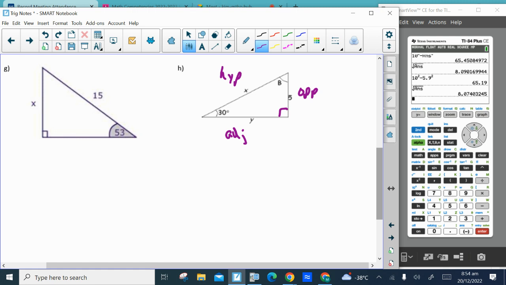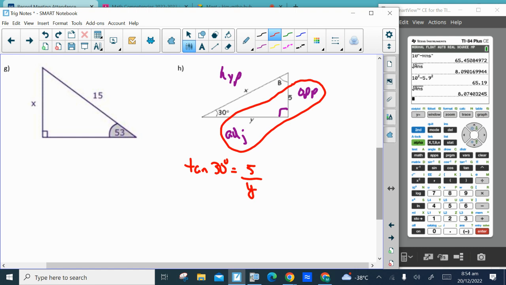So now we just have to decide if we're going to find x or y first. It doesn't matter. Let's say we're going to find y first. So you're going to use the 5, which is the opposite. You want to find y, which is the adjacent. Opposite and adjacent is the tan ratio. The tan of 30 degrees equals, and again, the order matters. The tan ratio tells us that it's opposite on top, adjacent on the bottom. So that's what it must look like.